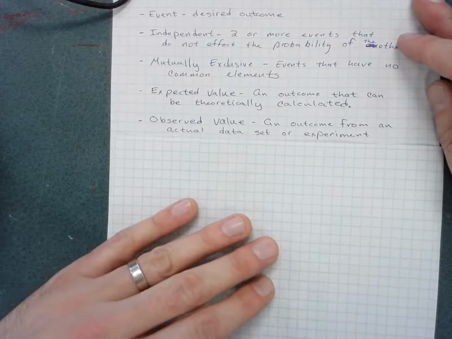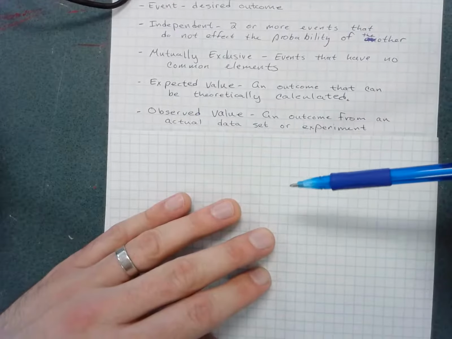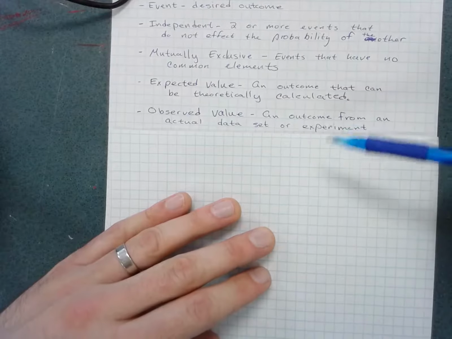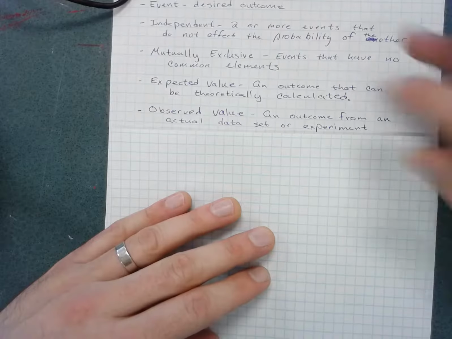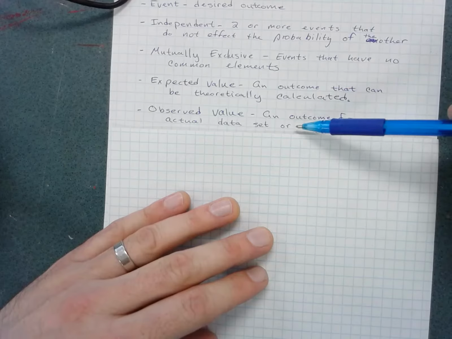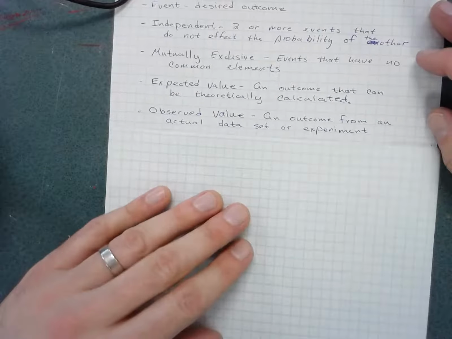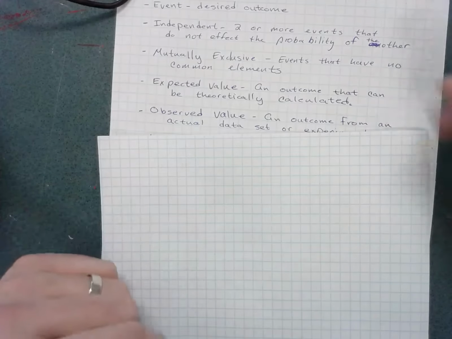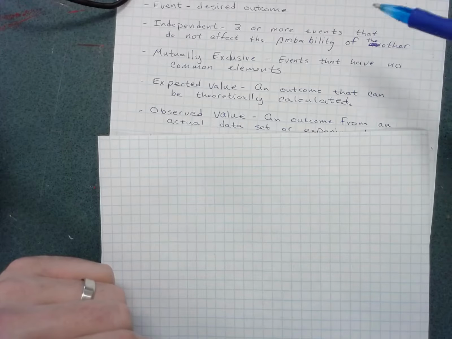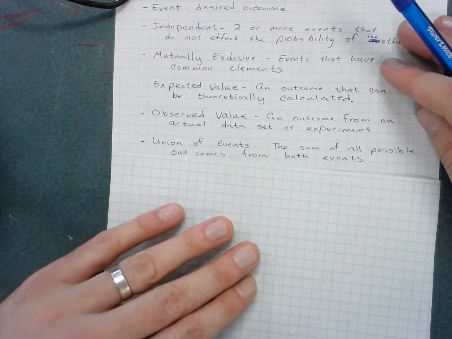The observed value is very similar, but an observed value, you actually performed an experiment or did some survey or counted a set of things. So expected value is purely theoretical. Observed value, there was an actual experiment that happened. But they're both calculated the same way, just like probability. The number of things in the desired event divided by the total number of possible outcomes.